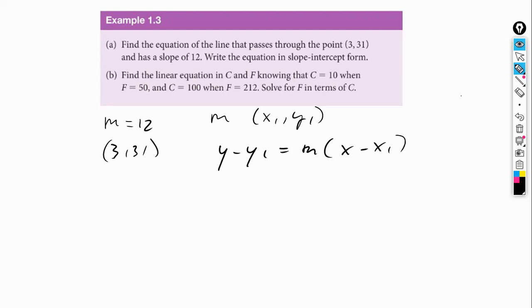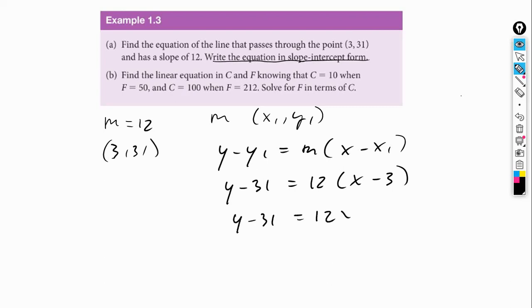So with the data we have, we could write this as y minus 31 is equal to 12 times x minus 3. But because they want the equation, as it says here, in the slope-intercept form, we have to rearrange this, right? So we're going to get y minus 31 is equal to 12x minus 36, and this will be the same as y is equal to 12x minus 5. So this would be the equation in the slope-intercept form. So I'm going to erase this to do B.